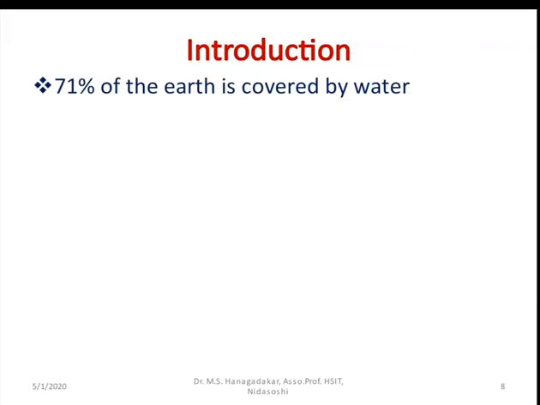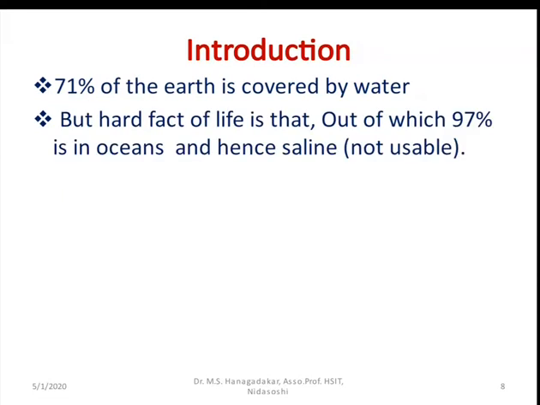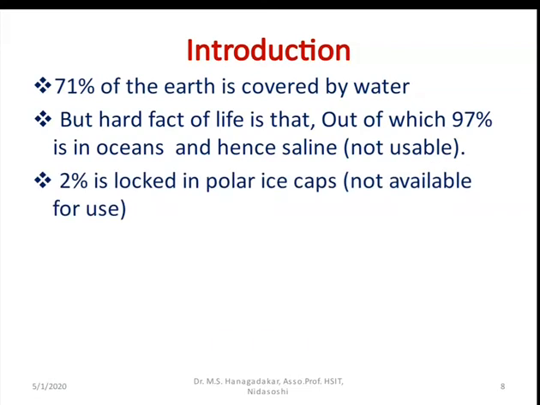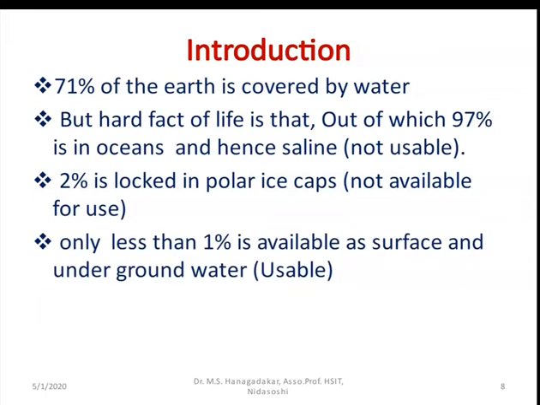So, hence, here are some important facts that I explained in the previous diagram. 71% of the earth is covered by water, but the hard fact is that 97% of water is available in the form of ocean or sea, and hence it is saline and not usable. And 2% of water is locked in the form of polar caps or ice, which is also not available for use. Only less than 1% of available water is surface and underground water, which can be used for our usage.